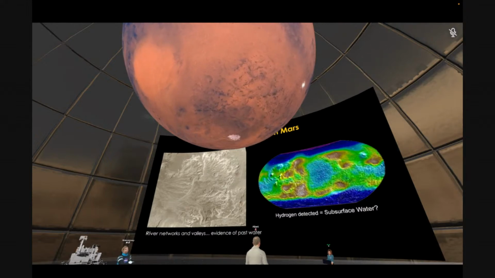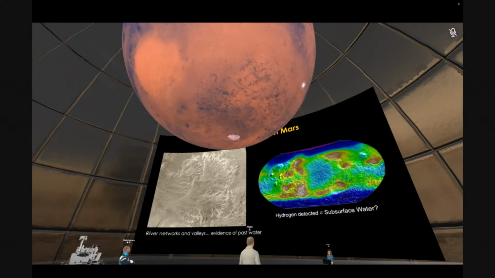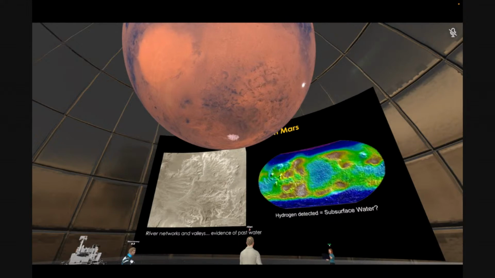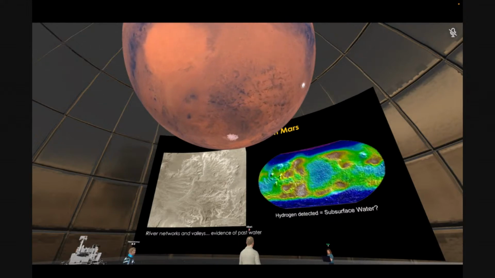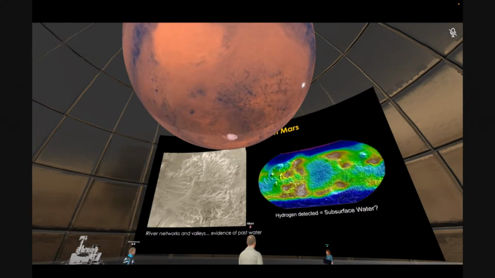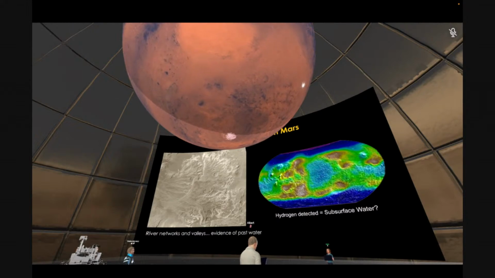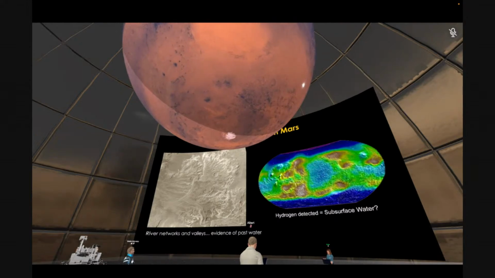And so you have these river networks and valleys, and they look very similar to environments on Earth where rivers are pouring into like a shallow ocean or a lake or something like that. And then the slide on the right is showing the abundance of hydrogen on Mars's surface. And so some of that hydrogen that's detected might be subsurface water. So Mars is another place where it's important to look for life.